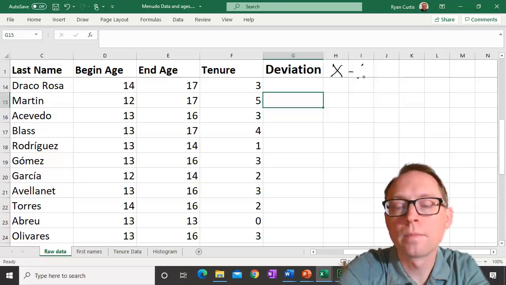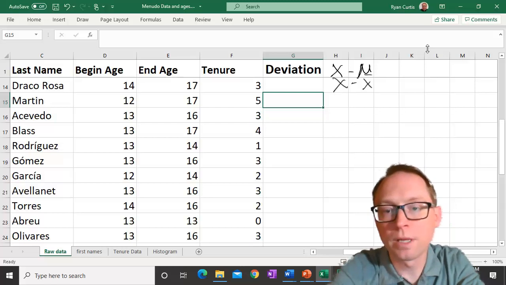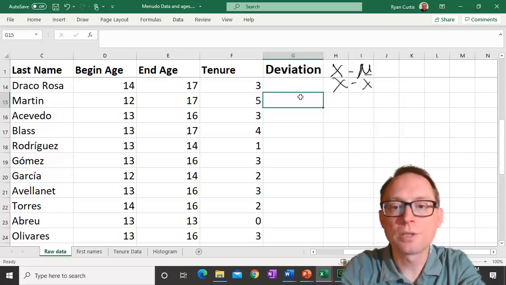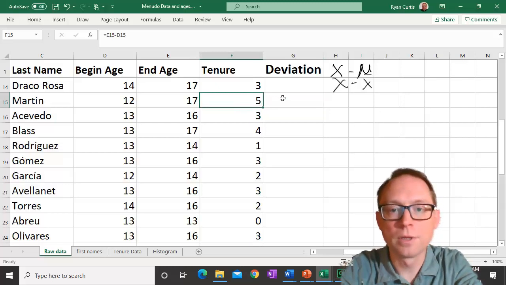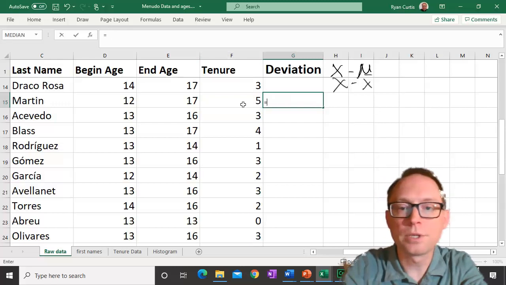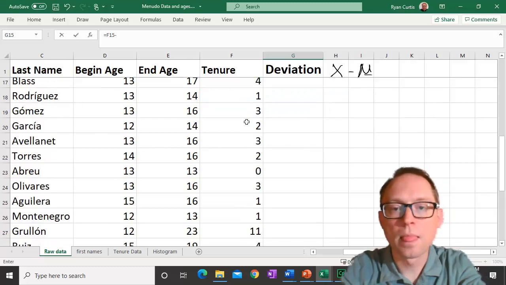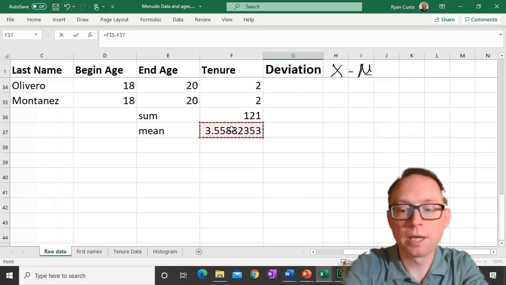Come on, make my pen work. X minus mu for the population, or x minus x bar for a sample. It's the same thing. Mu and x bar are the same thing. It means the mean. In this particular case, we're going to do x minus mu because this is the whole population. It's really simple. It's the difference between this number, his tenure, versus the average. So it's going to equal his tenure minus the mean. X minus mu. That's what it's going to be.